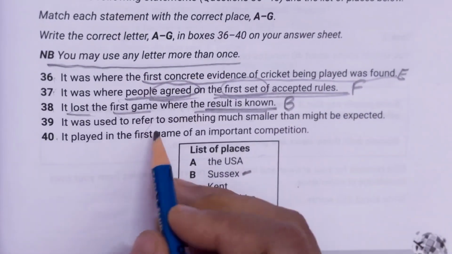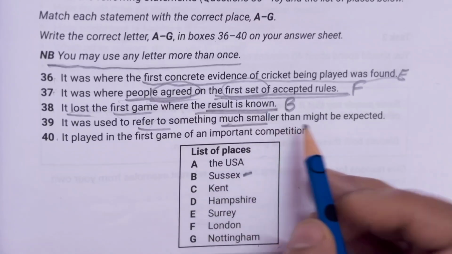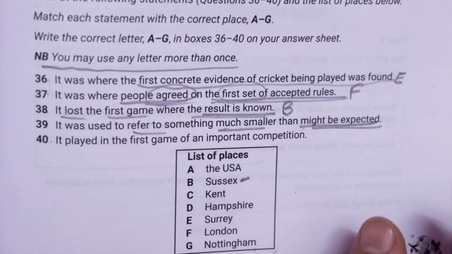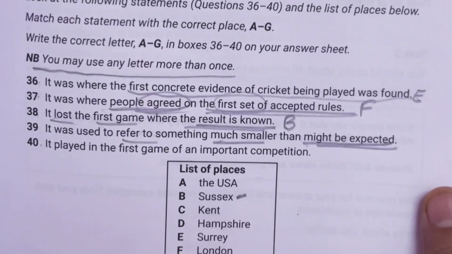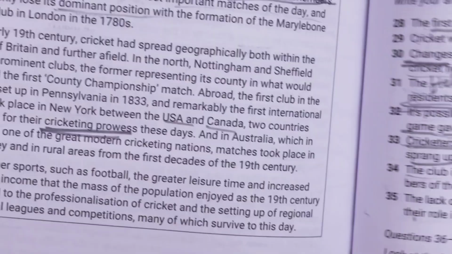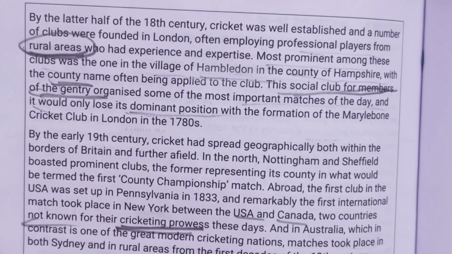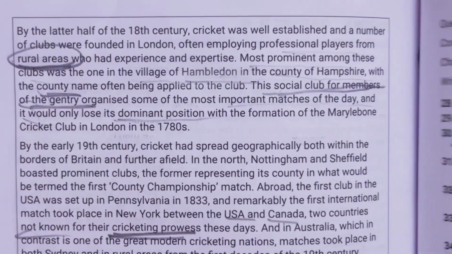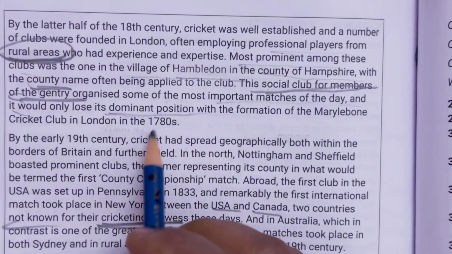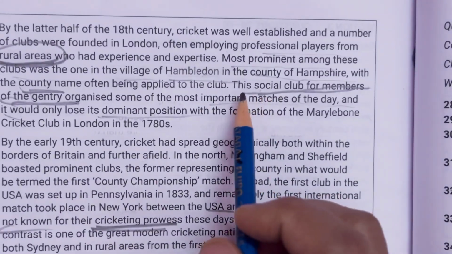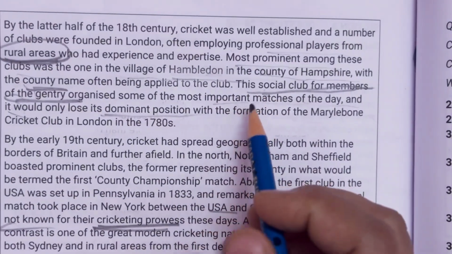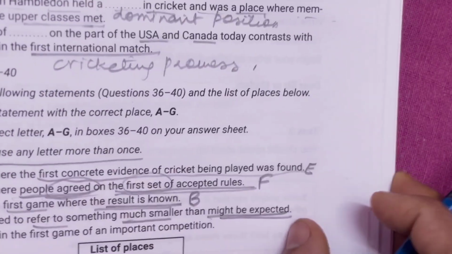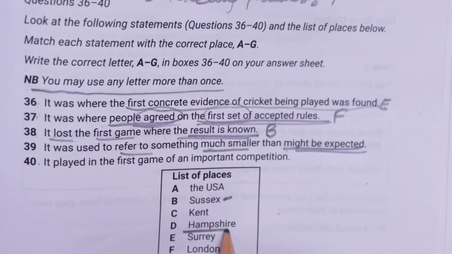Next. It was used to refer to something much smaller than might be expected. Much smaller than might be expected. I think it's talking about the dominant position. So much smaller than expected. Definitely it's talking about Hampshire. It's Hampshire. D. It should be D.